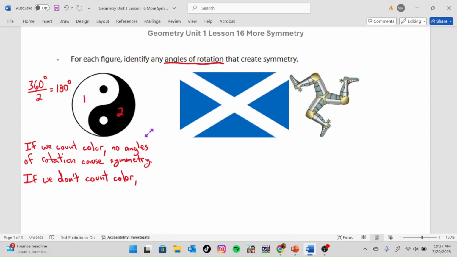So if we don't count color, 180 degrees of rotation creates symmetry.